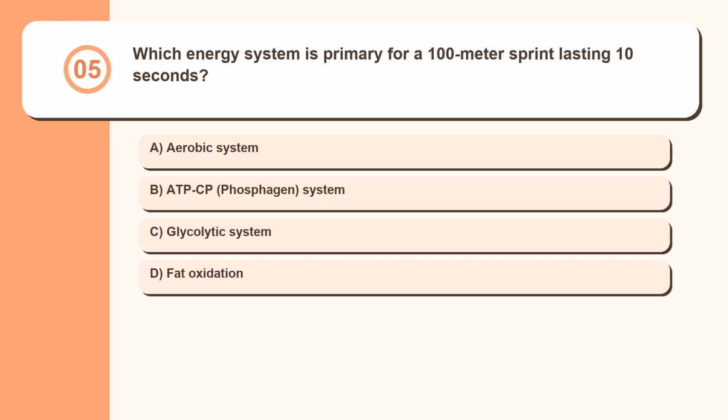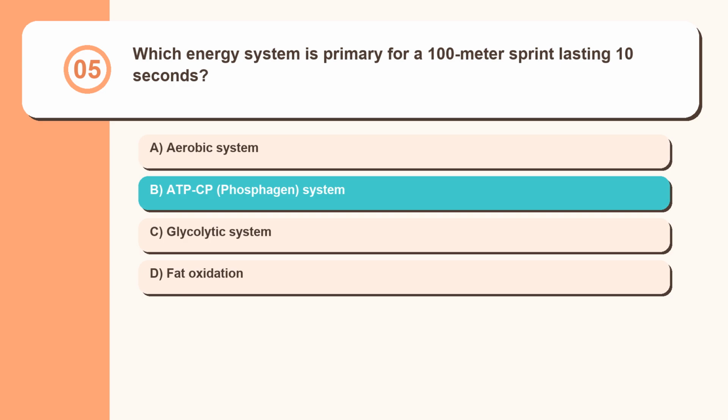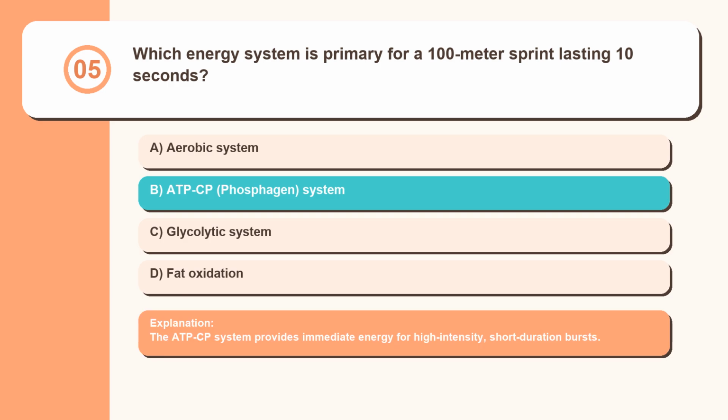Question 5. Which energy system is primary for a 100-meter sprint lasting 10 seconds? Aerobic system, ATP-CP, phosphagen system, glycolytic system, fat oxidation. The ATP-CP system provides immediate energy for high-intensity, short-duration bursts.